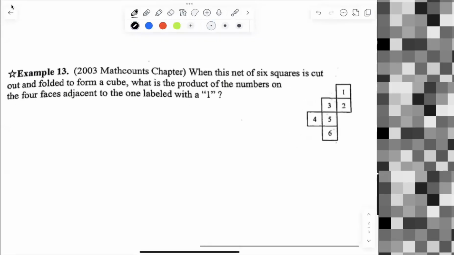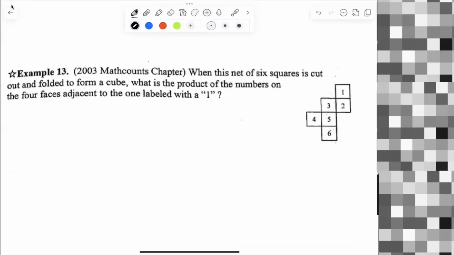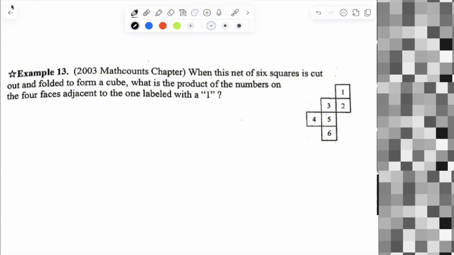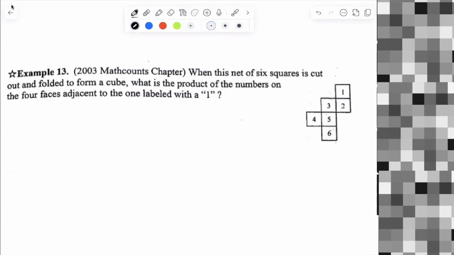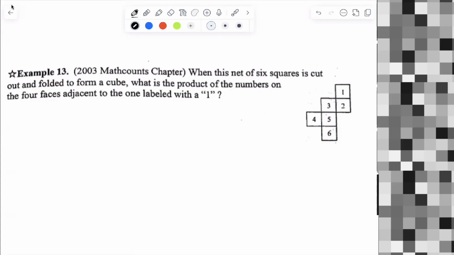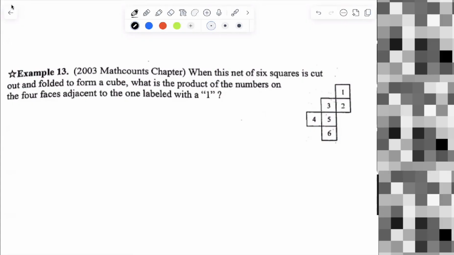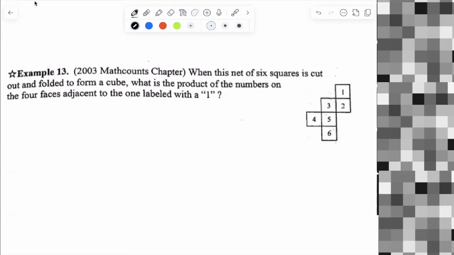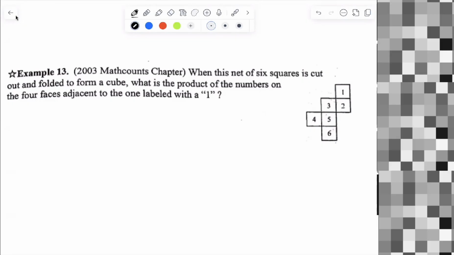Alright, now let's do example 13. When this net of 6 squares is cut and folded to form a cube, what is the product of the numbers on the 4 places adjacent to the one labeled with 1? Let's take another try on this question and tell me answers in chat.